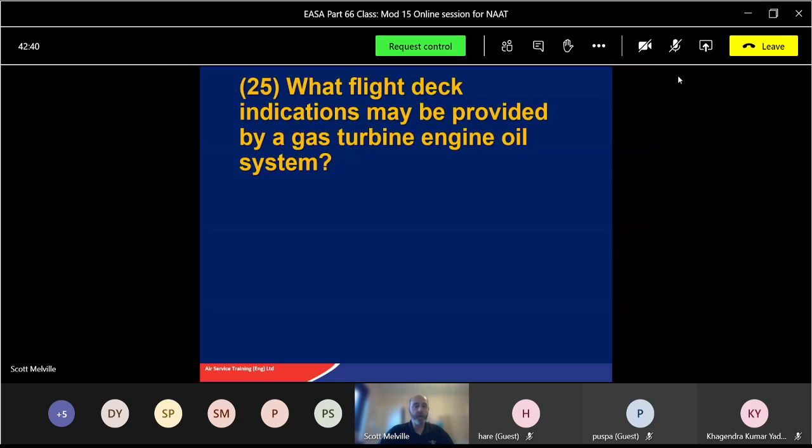What flight deck indications may be provided by a gas turbine engine oil system? So what might you see, to keep an eye on? Low pressure. Yes, low pressure. So you've got pressure. What else? Oil temperature. Temperature of the oil. So you've got pressure, temperature. Anything else?